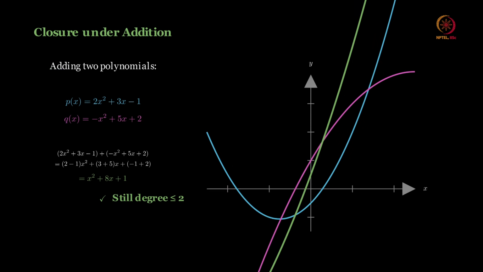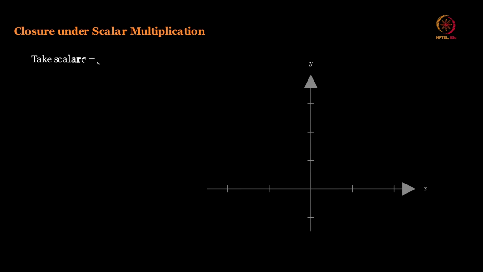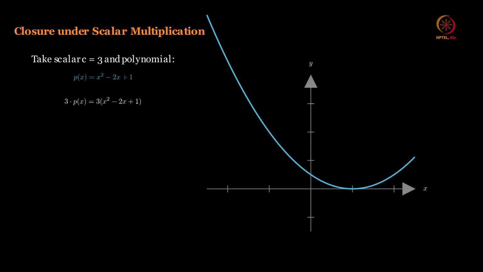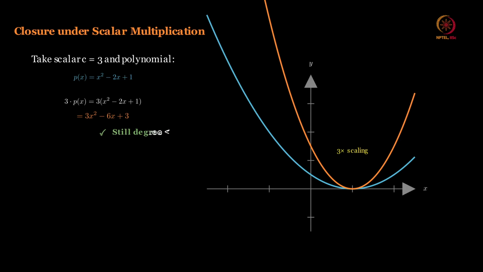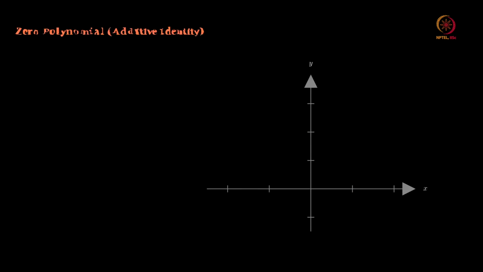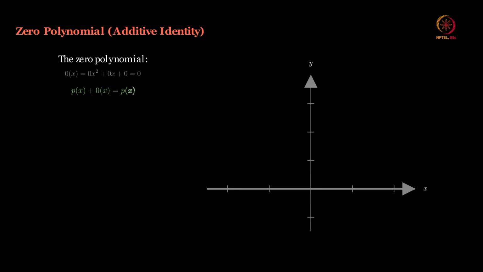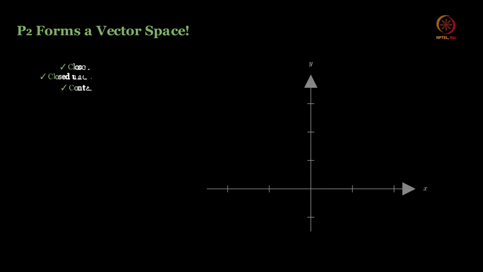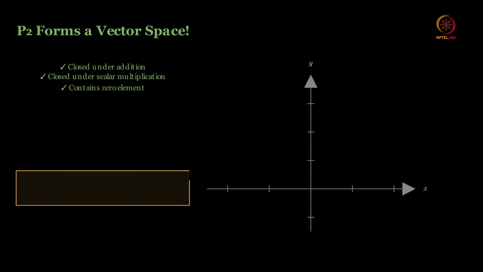You take any scalar and multiply any polynomial of degree 2 or less, the resultant is also going to be a polynomial of degree 2 or less, therefore, it is closed under scalar multiplication. Since you said degree is less than or equal to n, if you have the polynomial equal to the 0 degree polynomial, the 0 vector is also present, therefore, this set of polynomials of degree less than or equal to n would actually form a vector space.